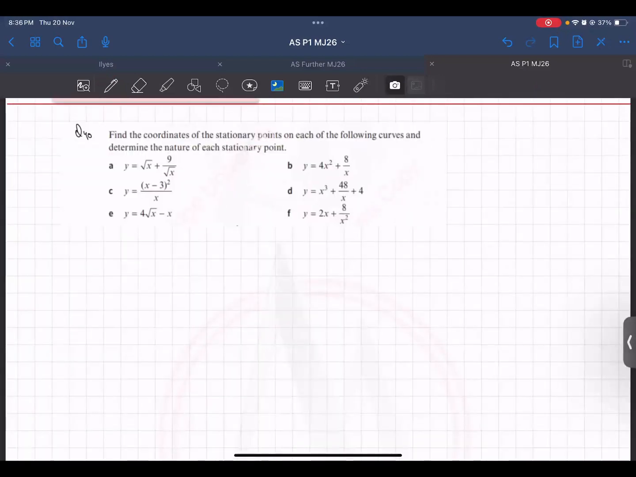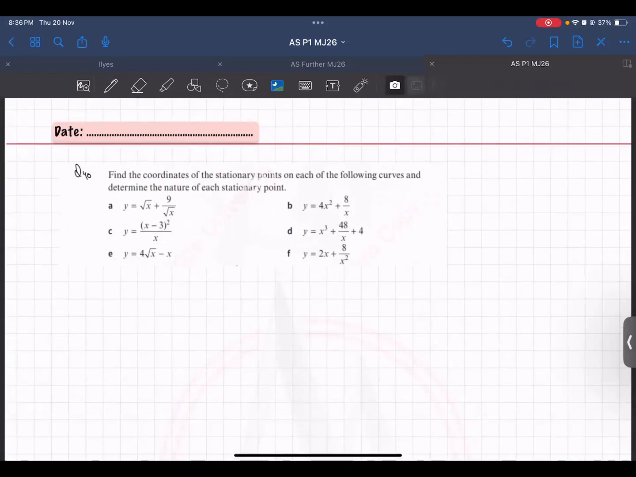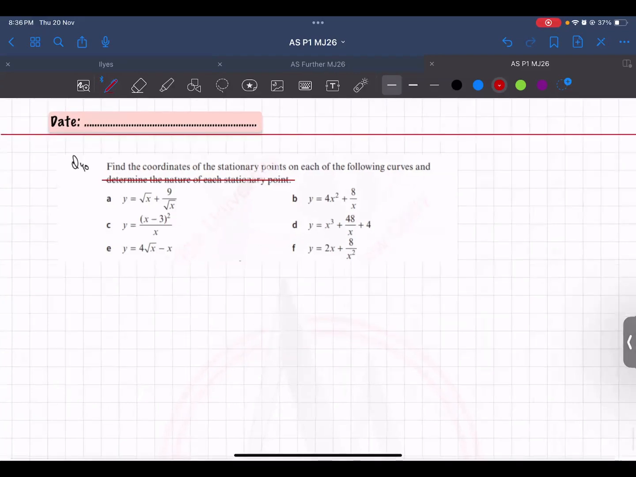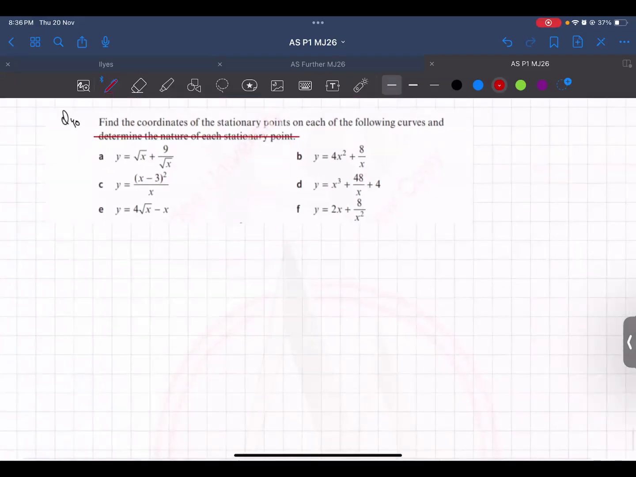Find the coordinates of the turning point on each of the following curves and determine the nature of each of the. Okay, we are going to ignore the second part. First of all, we will learn how to do some practice on finding the coordinates of the stationary points. So let's suppose I'm taking this one. Y is equals to 4x square plus 8x power minus 1.